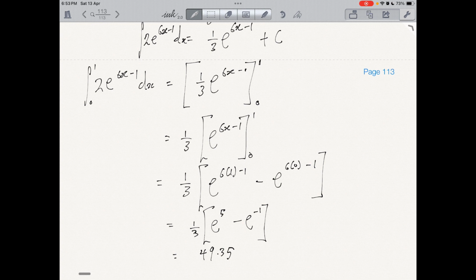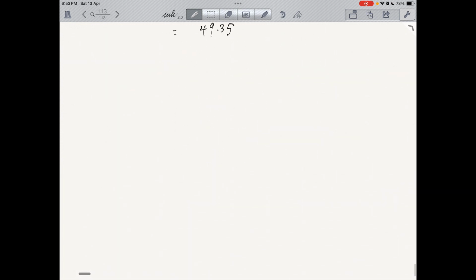Let's take another example. We are asked to integrate 3x into 4x squared plus 3 raised to the power 5 with respect to x. Now, taking a look at this question, we cannot go ahead and multiply 4x squared plus 3 by itself 5 times. It will become so lengthy.